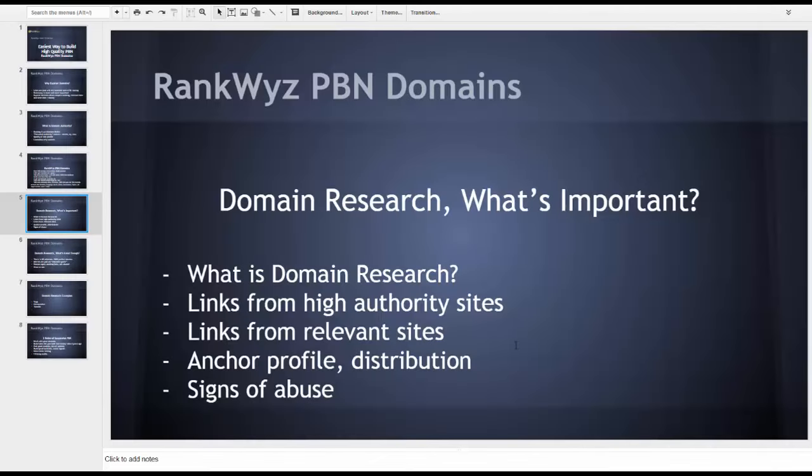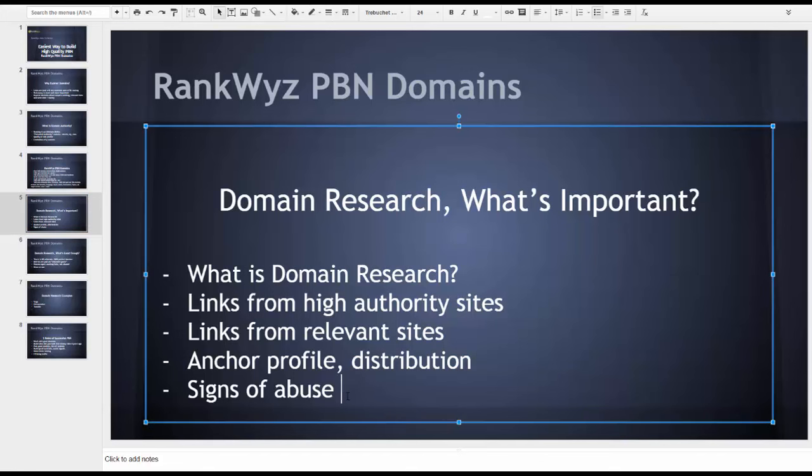So we have links from high authority sites, and we have links from relevant sites again. If you take yoga, as I showed you in the previous example, you see yoga sites linking to the domain. So once I register the domain and put the content in, I already have several links coming from existing yoga sites. Anchor profile and distribution, and of course you need to look for signs of abuse. And this is, as I said, very important. This is very relevant to high metric domains. They have high metrics, and there's a very high probability that a high percentage of them were abused in the past.